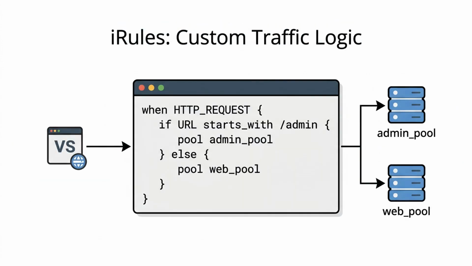F5 also has a scripting feature called iRules, and it's incredibly powerful. iRules are custom scripts you write and attach to a virtual server. They let you do things like redirect traffic based on URL path, route specific users to specific servers, insert or remove HTTP headers, block certain IP addresses, or even rewrite URLs on the fly. Think of iRules as if-then logic for your network traffic. If the URL contains /admin, send to the admin server pool. That kind of granular control is priceless.